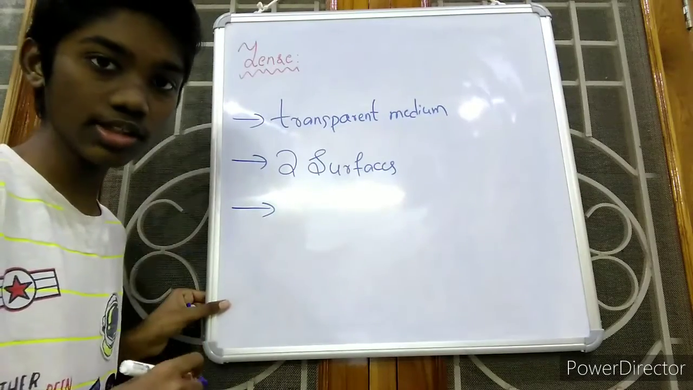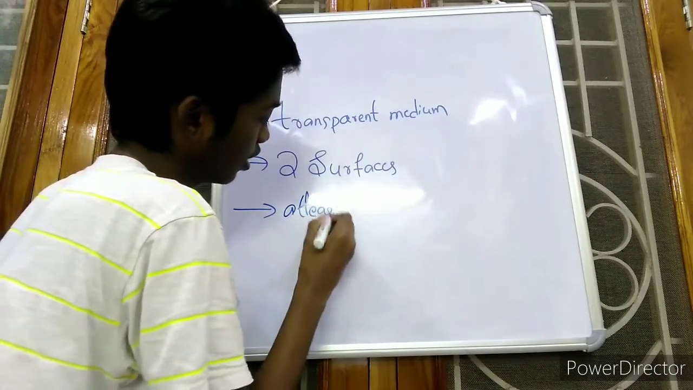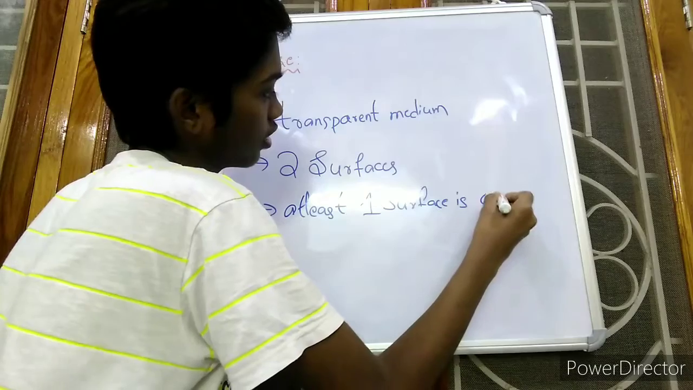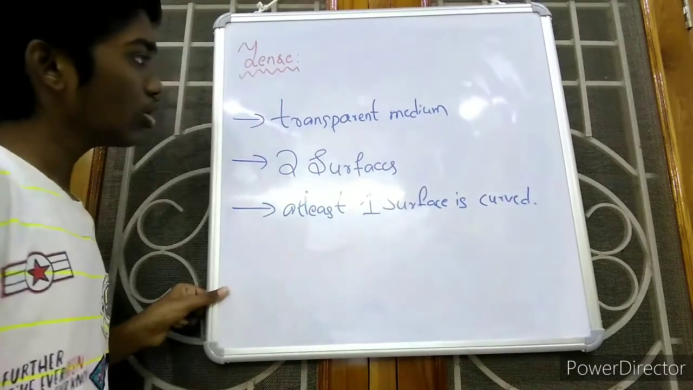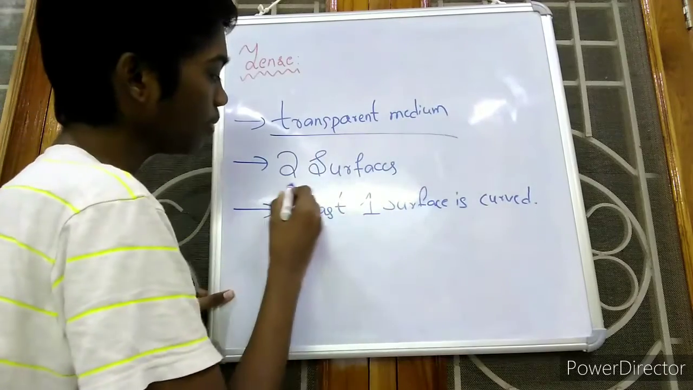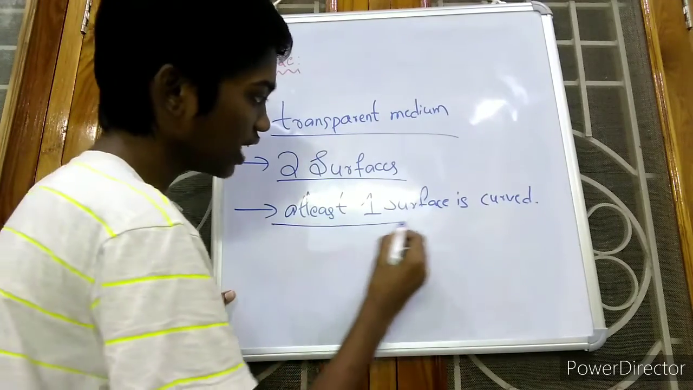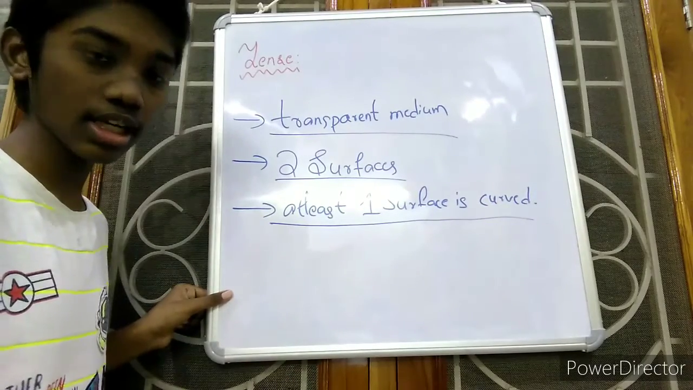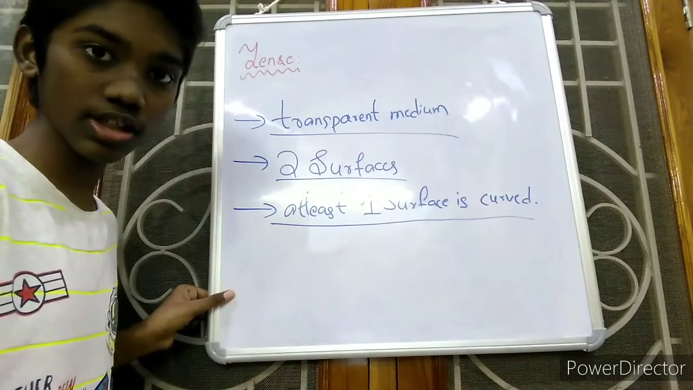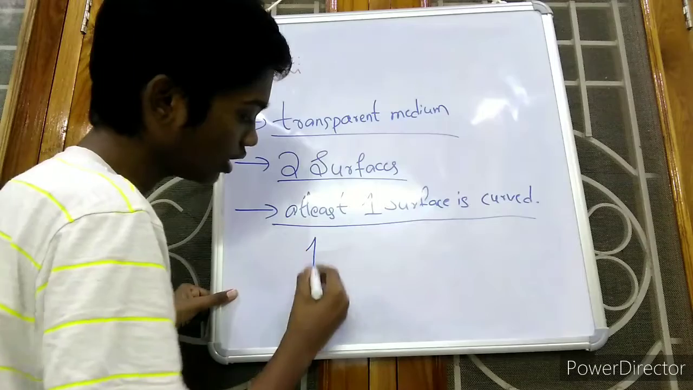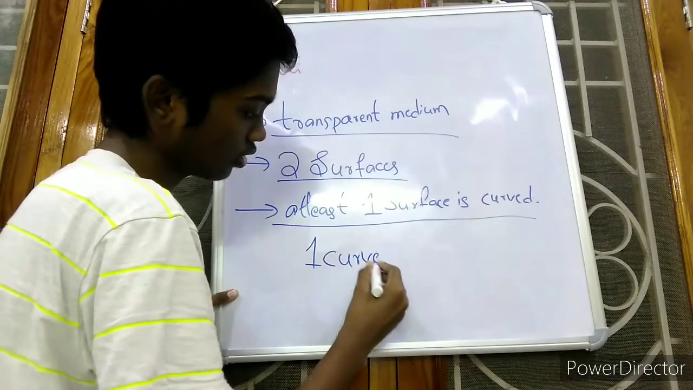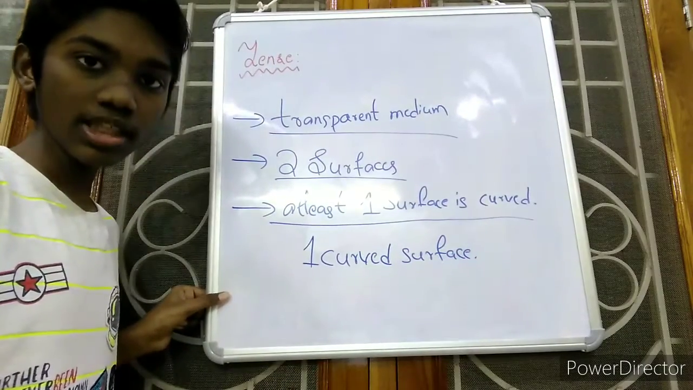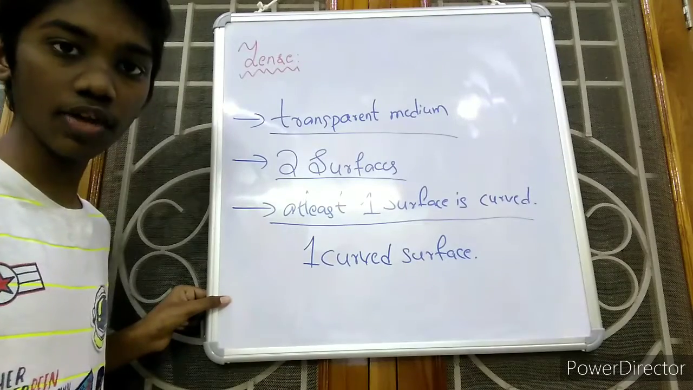Among which at least one surface is curved. So overall we can say that a lens is a transparent medium which has two surfaces, among which at least one surface is curved. So from the third point we can say that every lens has a single curved surface. It can also have two curved surfaces, but one curved surface is compulsory. So this is called a lens. By this we can confirm that every lens will have at least one curved surface.